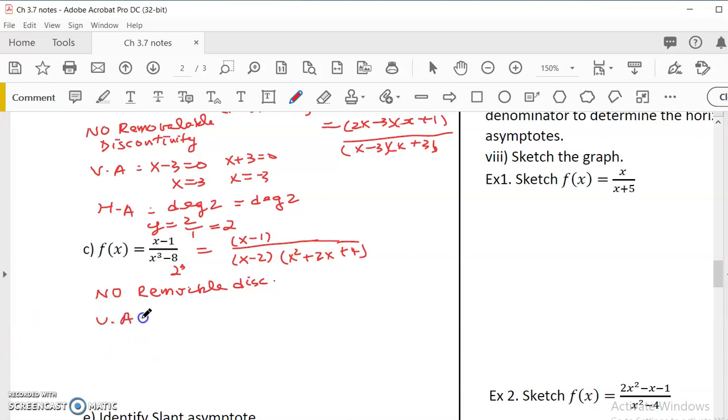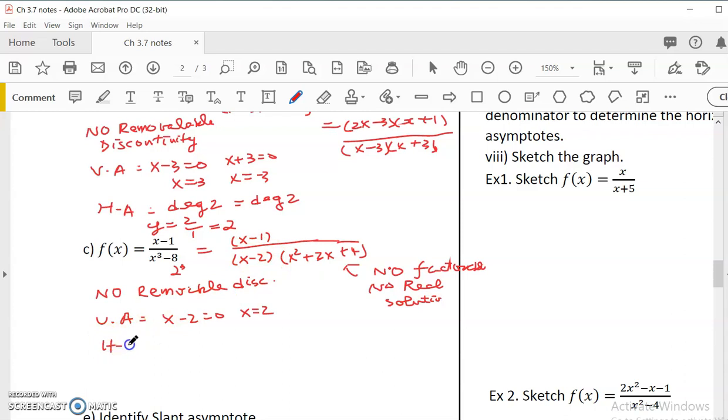What about vertical asymptote? Look at the denominator. There is one linear factor, x minus 2 equal to 0, so there is x equal to 2. Now you might wonder if the other factor is factorable or not. X squared plus 2x plus 4 is not factorable, and as a matter of fact, has no real solution. So this would not have any zeros. So our only vertical asymptote is x equal to 2. No real solution means a complex root.